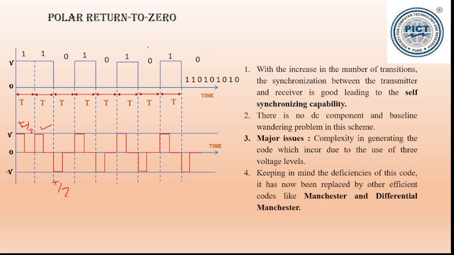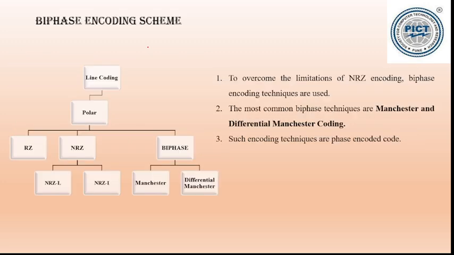But keeping in mind the deficiencies of this code, these codes are now being replaced by efficient codes like Manchester and differential Manchester. So let's have a look at Manchester and differential Manchester codings. Now, biphase encoding techniques, which come under the polar line coding techniques, are two. First is the Manchester, second is the differential Manchester. So to overcome the limitations of NRZ coding, biphase encoding techniques are used.